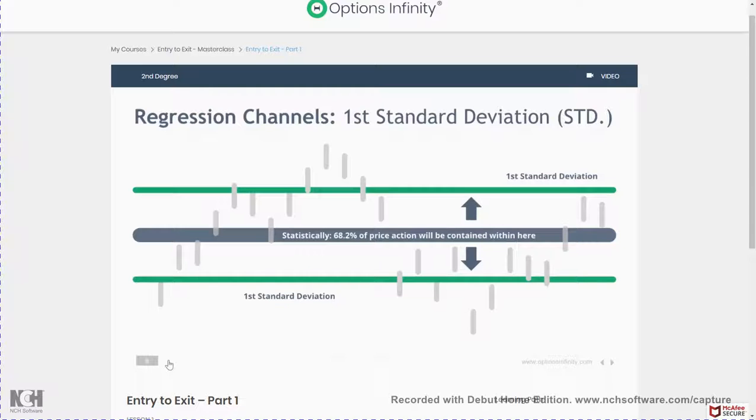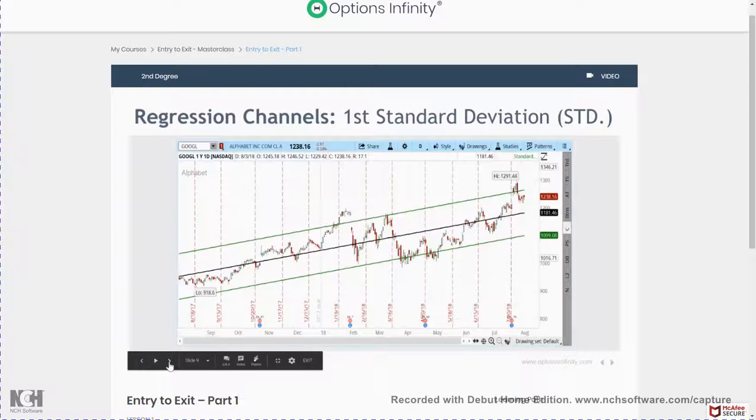And I can go out to the first standard deviation, either the plus or the minus. And statistically, what that means is that 68.2% of the price will be contained within the plus or minus 1 standard deviation. Here you can see I've applied this again to Google. These are the green lines. There's +1, -1. And for most stocks, the +1, -1 can show you pretty close when it's time to get into a trade, when it's time to get out of a trade.